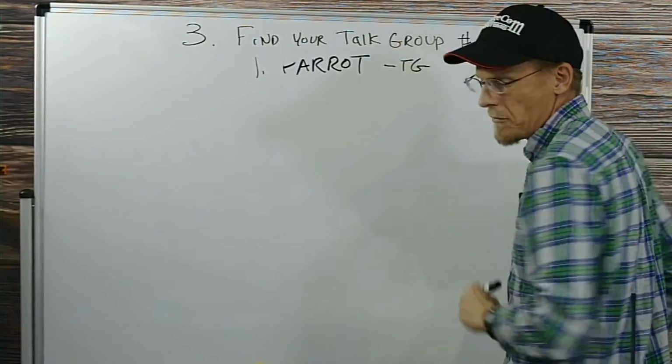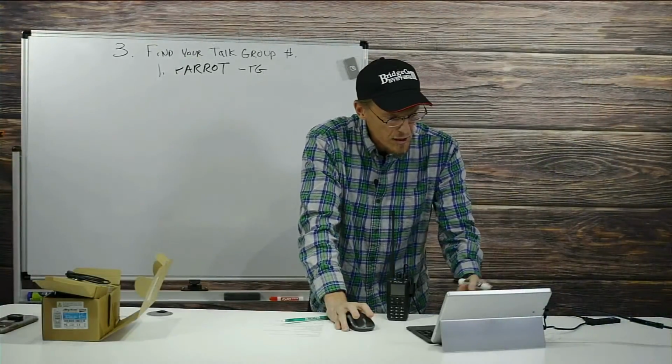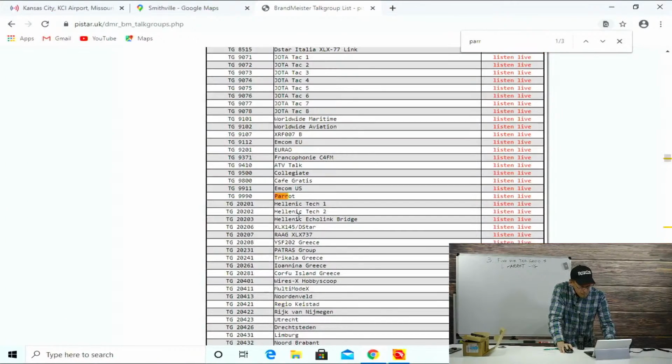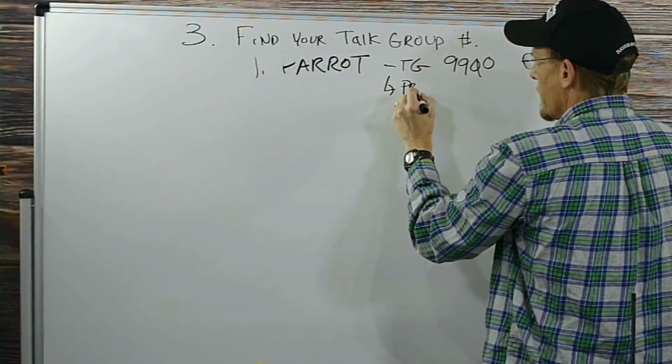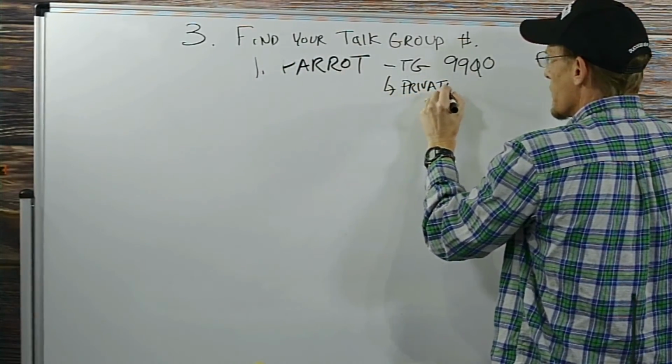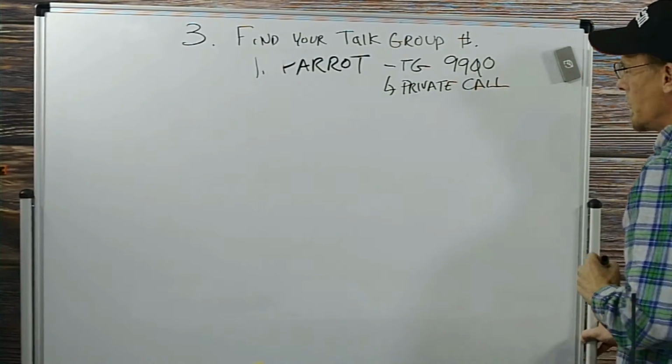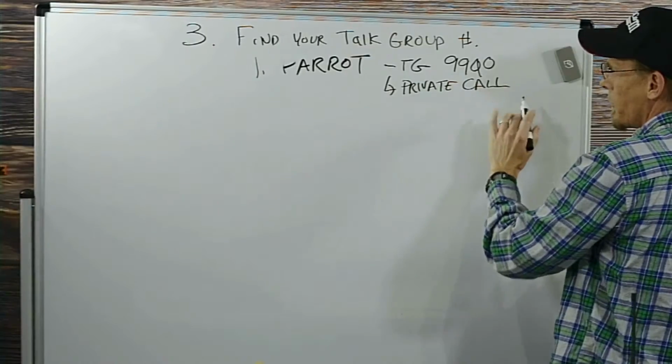Well, from this sheet here, I can go in and look, and I'll just type in parrot on a find. Let's see, parrot. Okay, parrot is talk group 9990. Now, one important aspect of this is when you do a parrot, it's a private call, and I'm going to show you what that means here in a moment. Because that's important, there are 2 different types of calls. There's a private call and a group call.